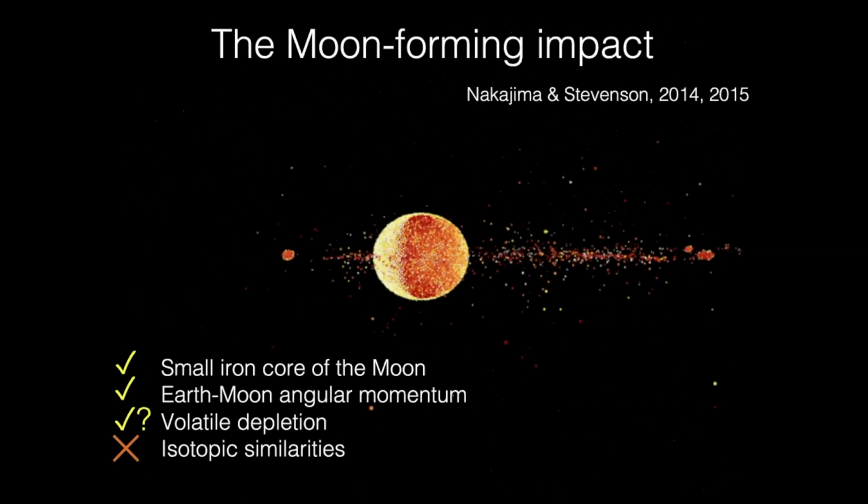So this model has been favored for many reasons. First of all, as I mentioned, this can explain the small iron core of the moon, and this can explain the Earth-Moon angular momentum. It can potentially explain volatile depletion. Some volatiles could have been lost during the impact event, but it turns out that the isotopic similarities are not easily explained.